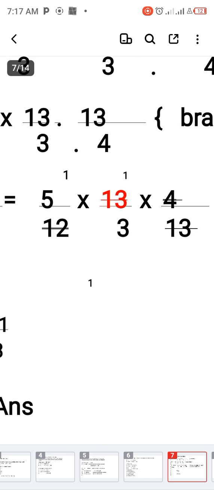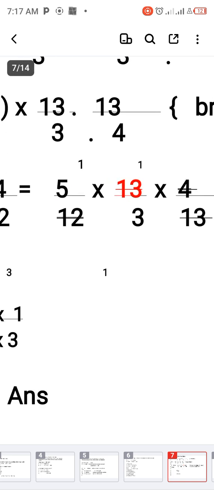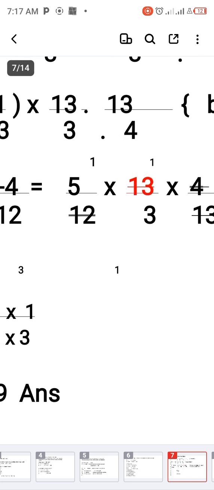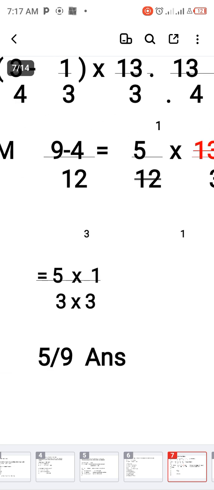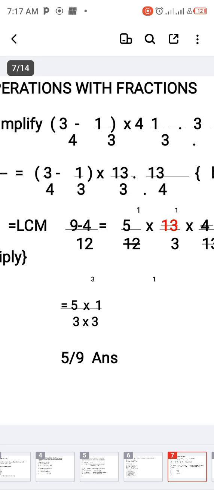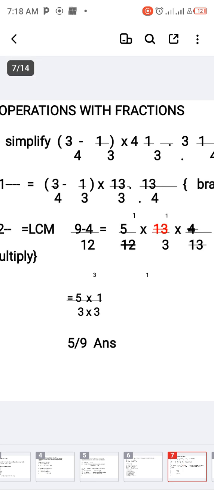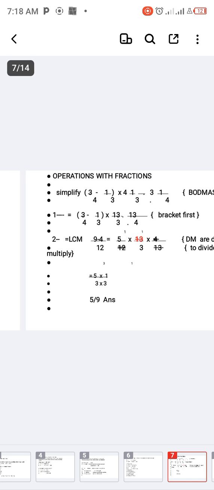And this 3. 3 times 3 become 3 times 1 over 3 times 3. And the result is 5 over 9. Do you have any question?